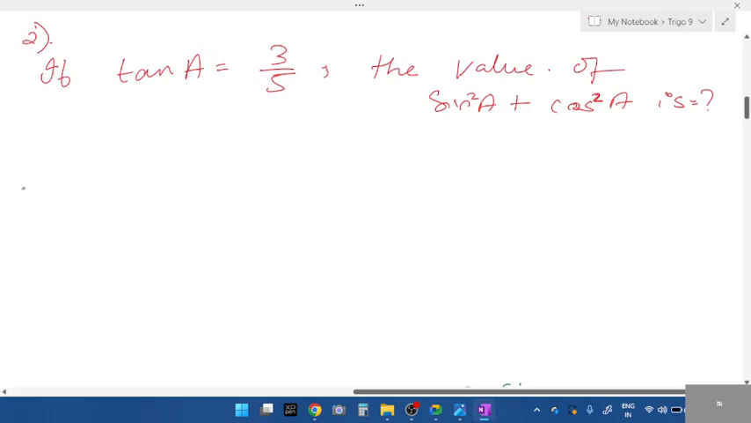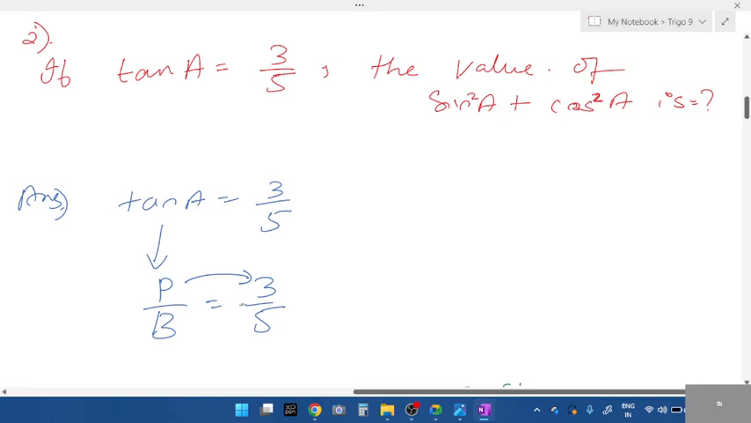Tan A is given. Take the question. Look here. Tan A is equal to 3 by 5. What is tan formula? Yes. Look here. In place of tan A, don't draw this arrow. Instead of tan A, write perpendicular by base. What is perpendicular value? 3. And what is base? 5. Draw a right angle triangle. Name it as ABC.